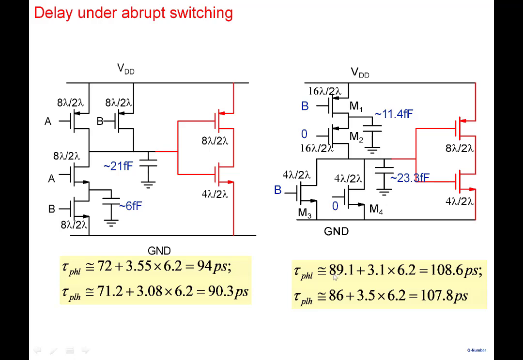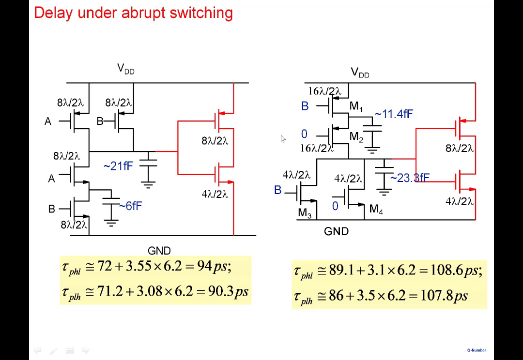The reason the intrinsic delays are larger is you can see here a larger capacitance at this node, a little bit larger than this, and this one, the internal node, 11.4 versus 6 femtofarad here. So overall then delays are also larger here, 108.6 and 107.8 here compared to this one. Right, so note that both these NAND and NOR are of comparable size, but the delays are larger.